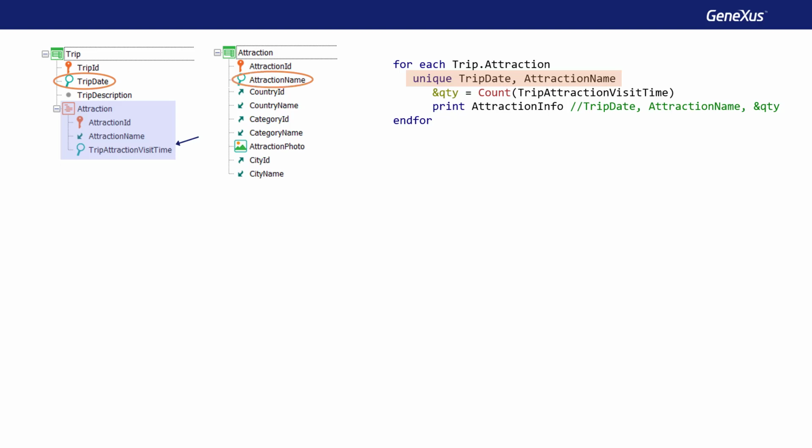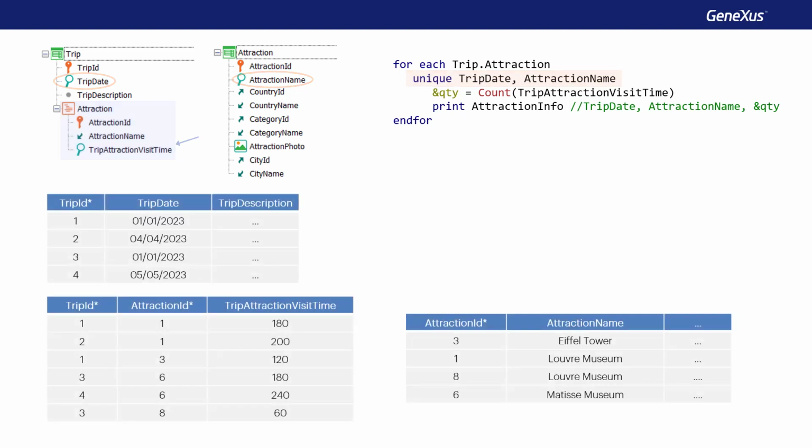That is, for the same trip date and attraction name, how many records are there in trip attraction? If this is the data from the tables, we only show the relevant records, we see that for Eiffel Tower, there will only be one record in trip attraction, the one for trip 1, which is on this date. We have the Louvre Museum in these 3 records.